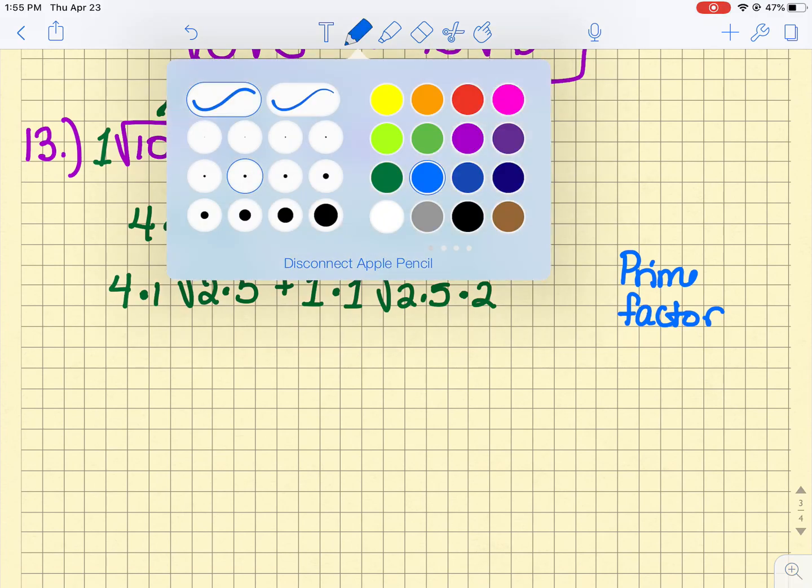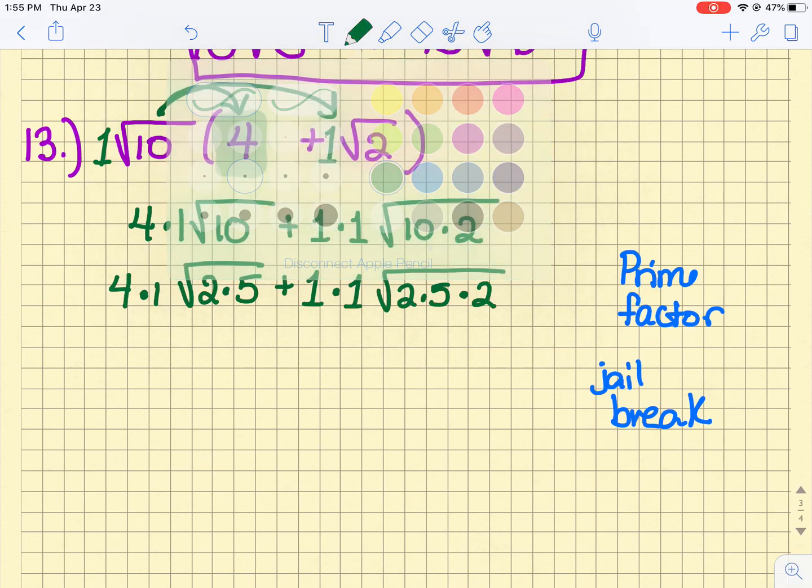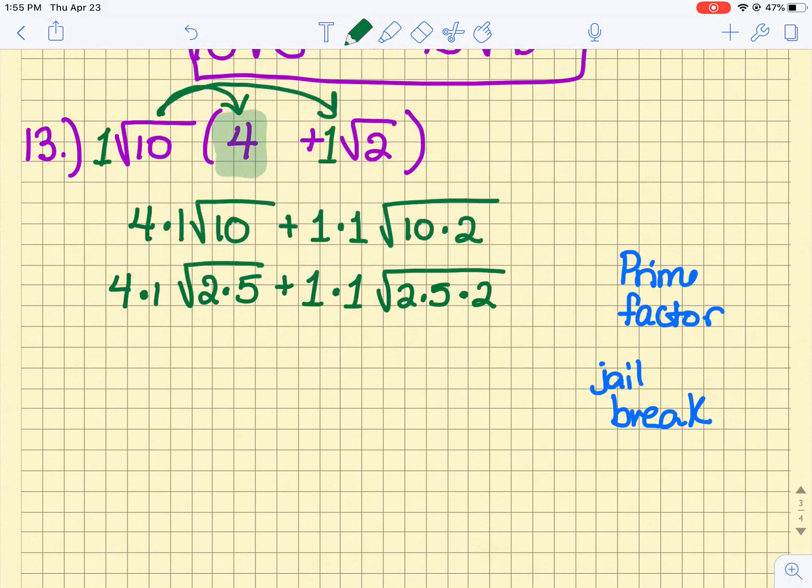Okay, and then we're going to do jailbreak. I don't know what else to call it. So this is kind of the step where we do the jailbreak to see who can come out. So in that first term, can anything come out? No, because we just have a 2 and a 5. So then we have 4 times 1 on the outside and a 10 on the inside.